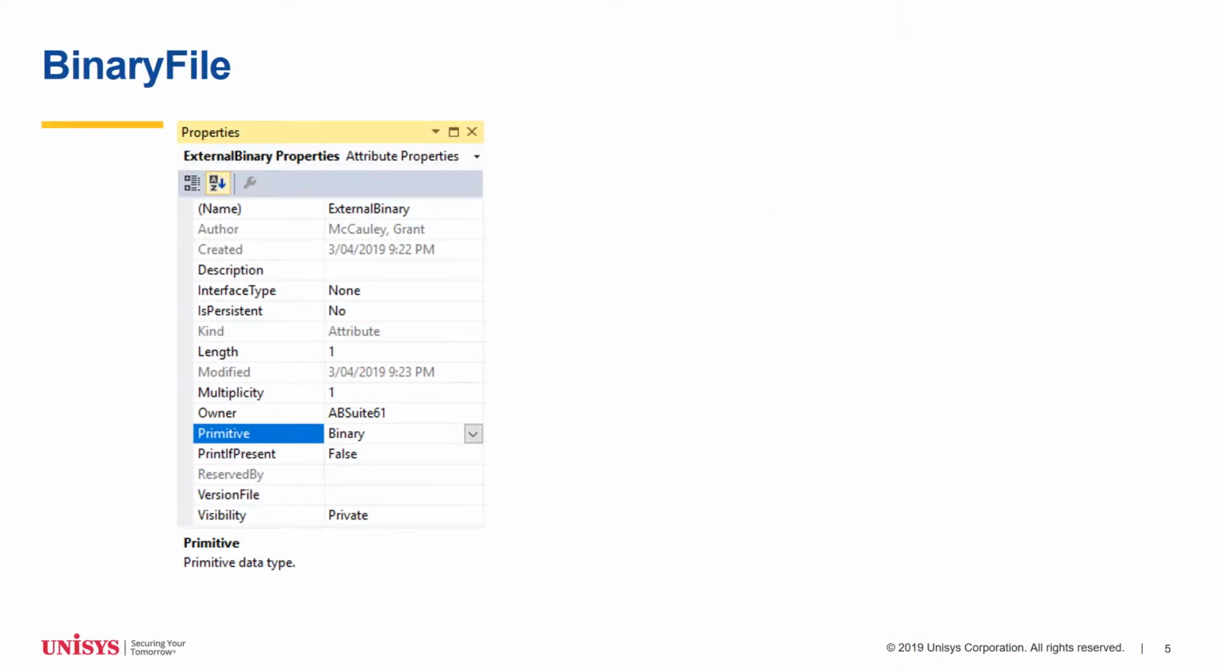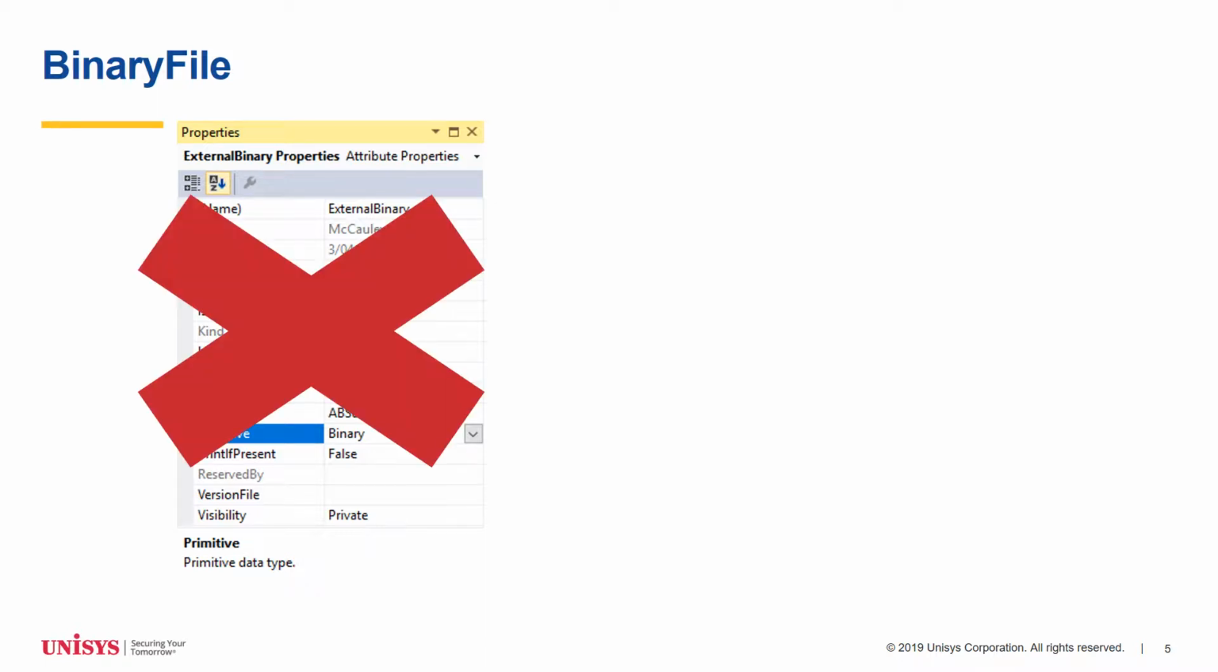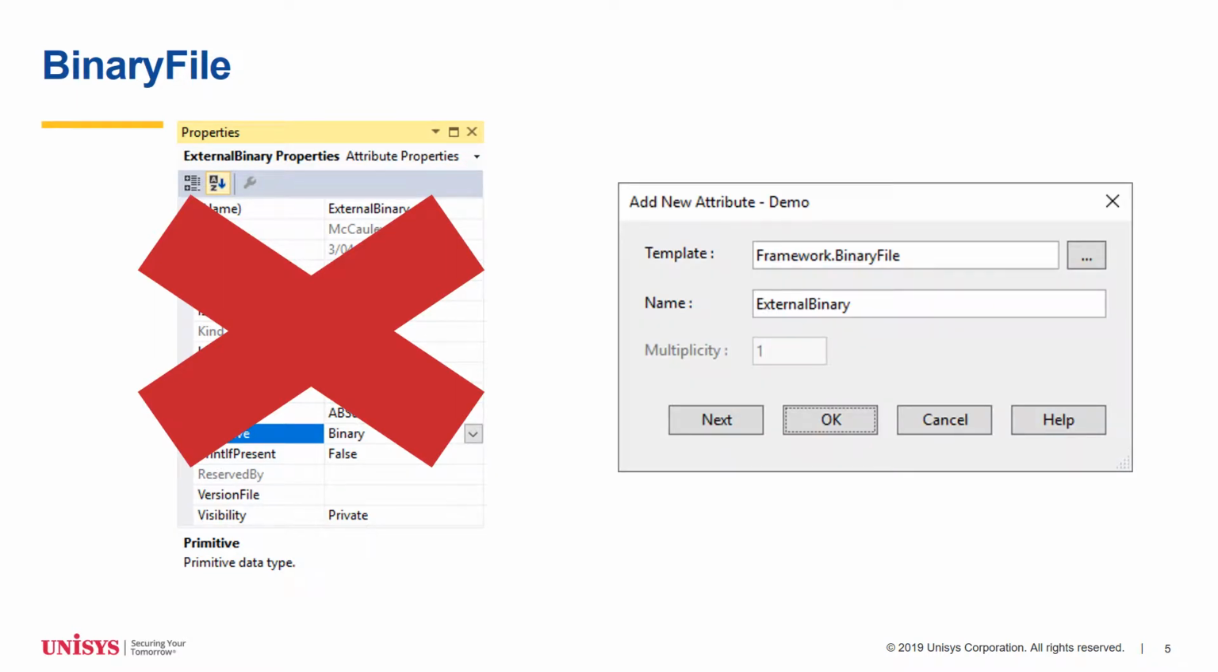For MCP configurations, we used to have the binary primitive type. Now in AB Suite 7.0, we represent binary files using our new framework class called binary file that you associate your attribute, variable or parameter to. On upgrade to AB Suite 7.0, all binary primitive types will be automatically converted to template to the binary file class.